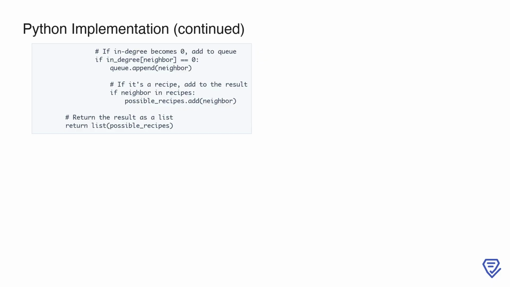After the queue has been fully processed and no more dependencies remain, we return the possible_recipes set as a list. This ensures that we only include recipes that can be made with the initial supplies and any other recipes that become feasible as we go through the dependencies. This approach effectively uses topological sorting to determine which recipes are achievable, ensuring an efficient and systematic solution to the problem.